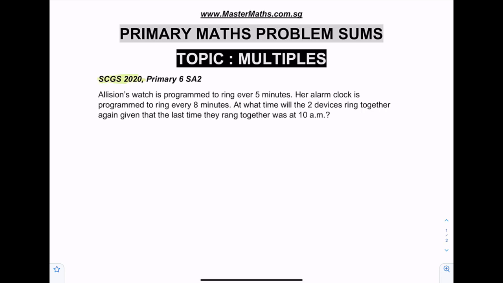Alicia's watch is programmed to ring every 5 minutes. Her alarm clock is programmed to ring every 8 minutes. At what time will the two devices ring together? Again, given that the last time they rang together was at 10 a.m.